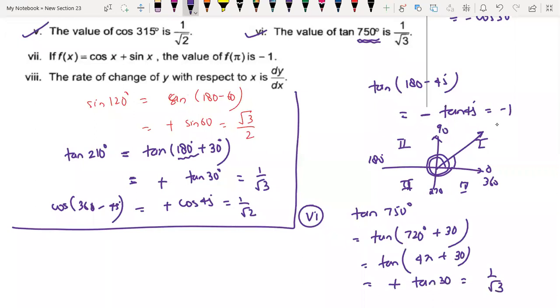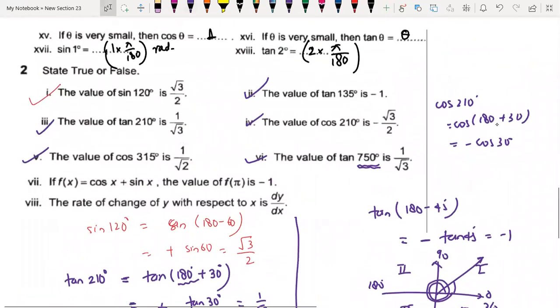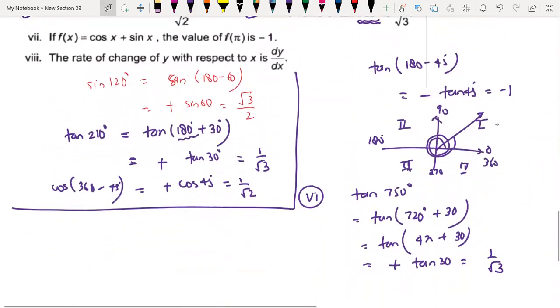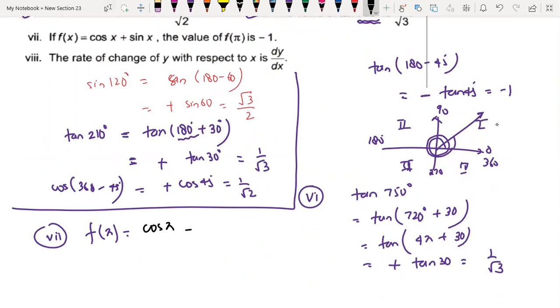क्वेश्चन नंबर 7. f(x) is cos x plus sin x. The value of f(pi) is -1. Is it correct? Devyani, next. Cos x plus sin x. The value of f of pi. F of pi, not differentiation. You have to just put the value of x as pi. Is it correct? Devyani? Correct.